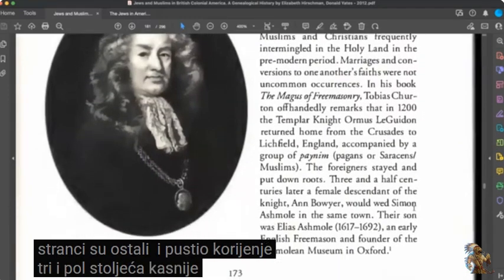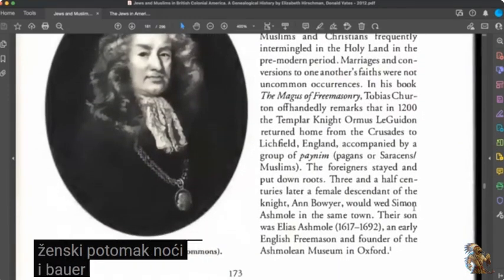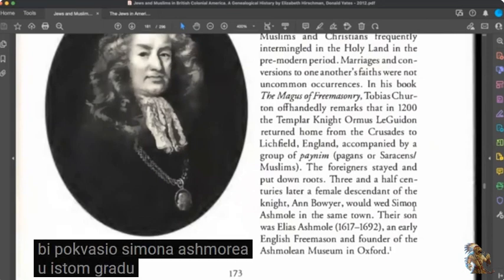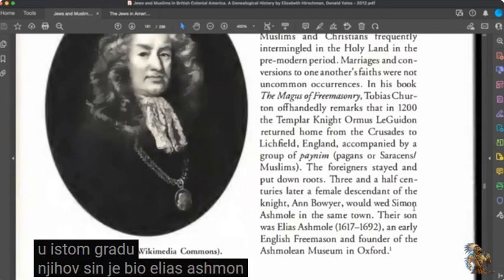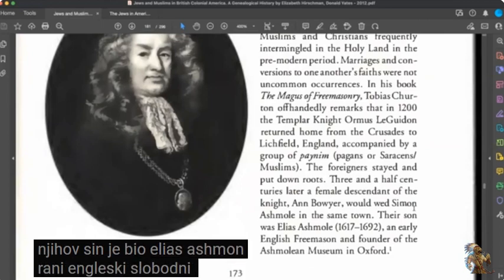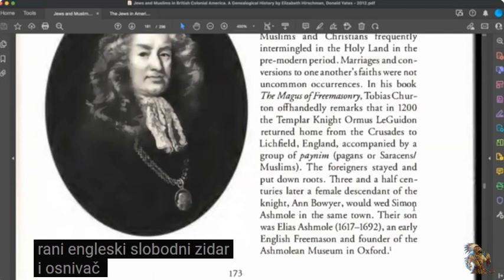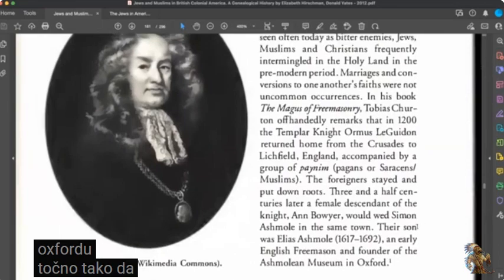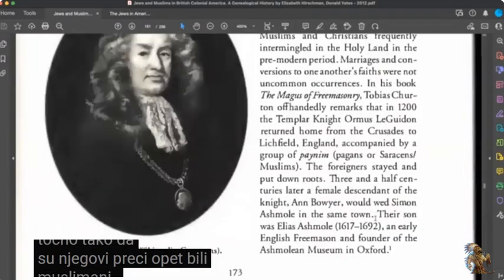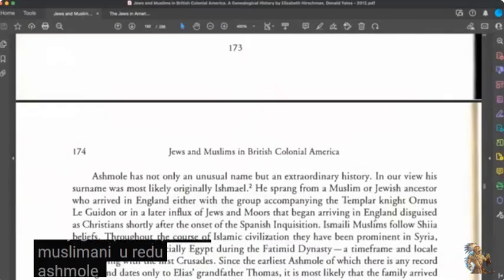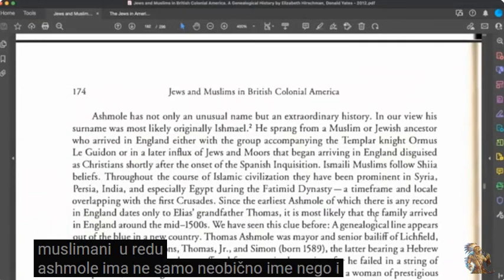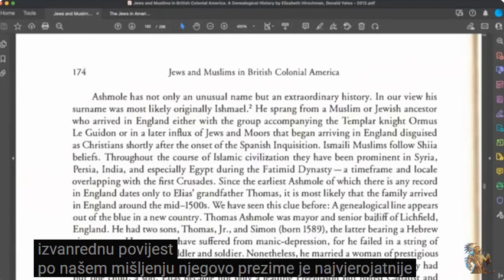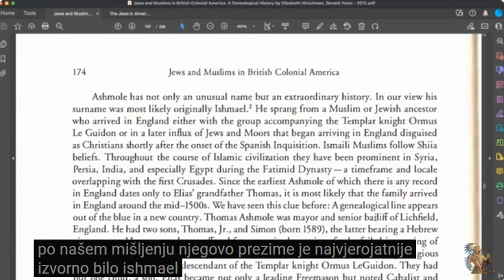3.5 centuries later, a female descendant of the knight, Anne Bower, would wed Simon Ashmole in the same town. Their son was Elias Ashmole, an early English Freemason and founder of the Ashmolean Museum in Oxford. Right, so again, his ancestors were Muslim, okay? Ashmole has not only an unusual name, but an extraordinary history. In our view, his surname was most likely originally Ishmael.